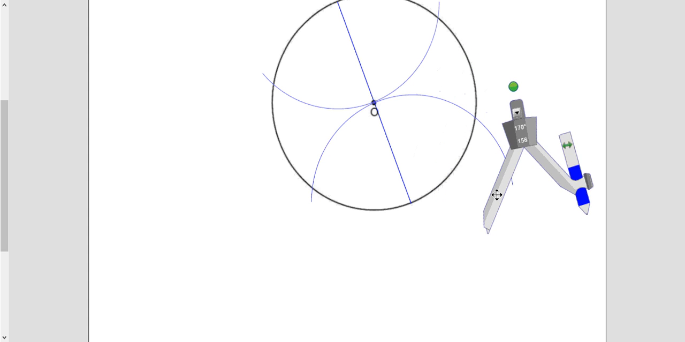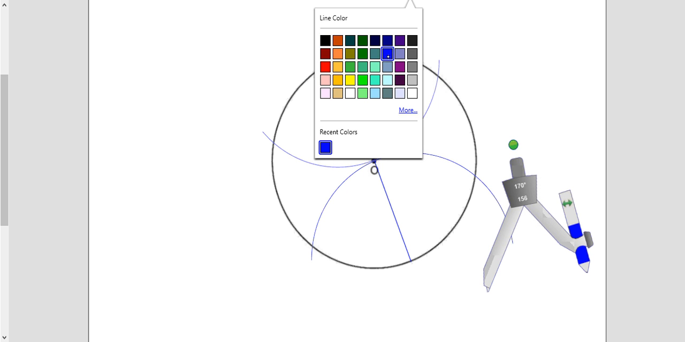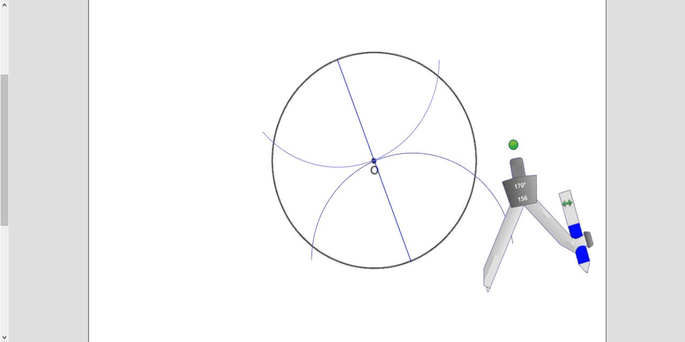Okay. So now I have 6 points to connect. They're all the same length, and I'm just going to connect them. Wait, I don't have to do full circle. You can, but you don't.